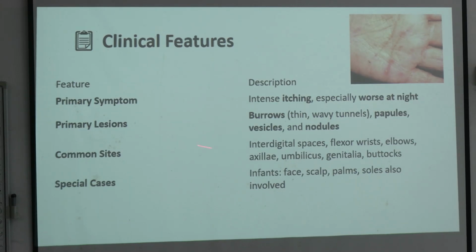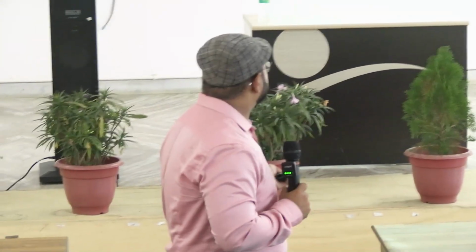So these are called burrows. Intense itching is the primary symptom, especially worse at night, and the primary lesion is burrows, thin wavy tunnels, papules and vesicles and nodules. It can present as papules and vesicles, or as burrows. So these are the typical features of what? Scabies. Scabies is diagnosed by this. The symptoms are intense itching, specifically worsening at night. Okay? You can't find ring-like lesions. So then you want to find what? Burrows and papules and vesicles, whatever.